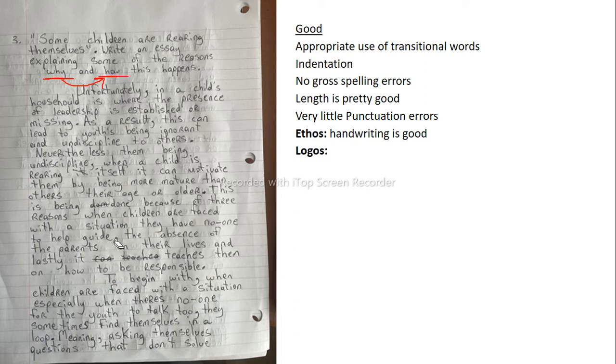All right, we have to be lenient. They say no one to help guide, and then they say the absence of parents. That's the same thing as saying no one. There's no one in the house, reinforcing their thought. That's redundant.